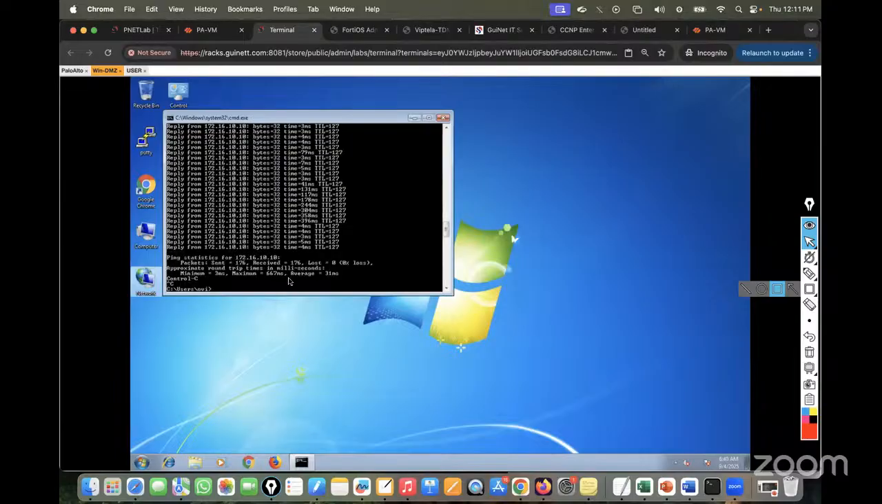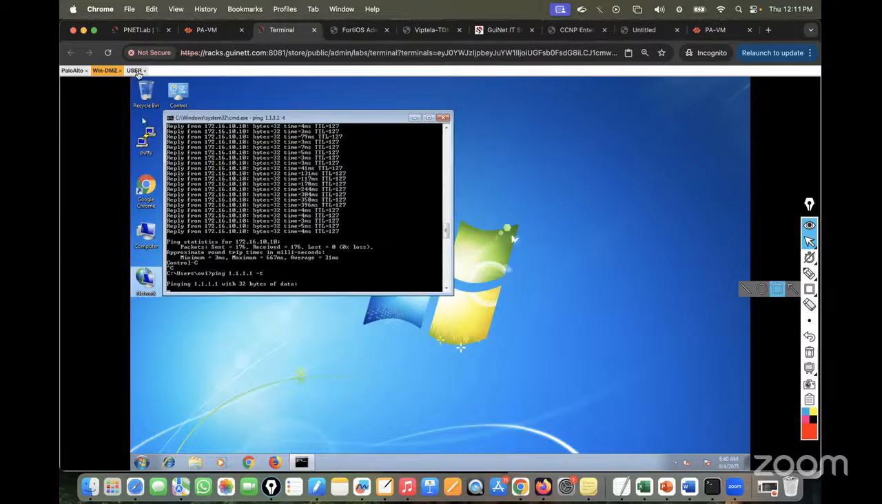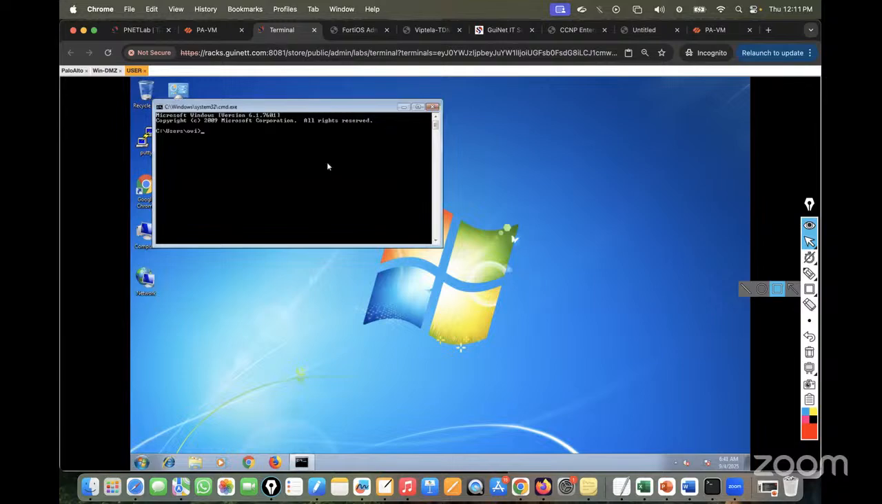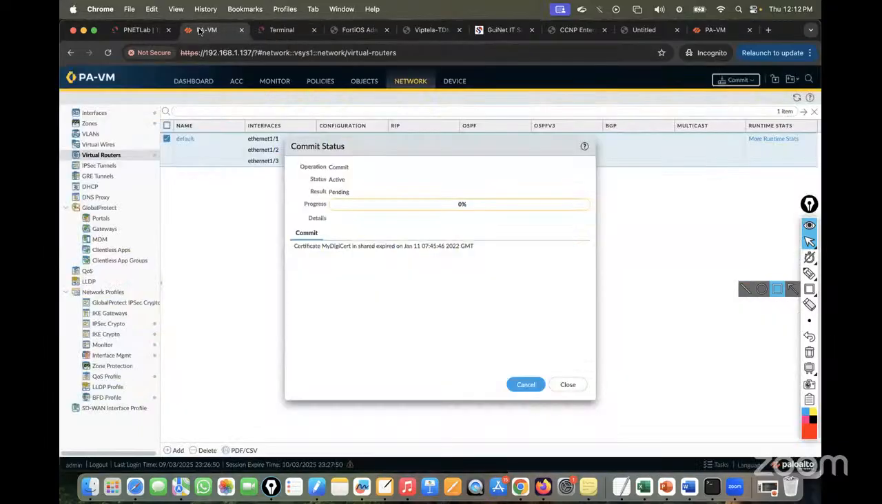So if I try to ping the internet like 1.1.1.1, you can see it is not pinging. If I try to ping 8.8.8.8 from this particular PC, even though my routing is complete, it is not going to ping. Why? Because we can do the routing, but even after routing, we have to do the NAT and security policy. So let's complete this one, then we'll test this.